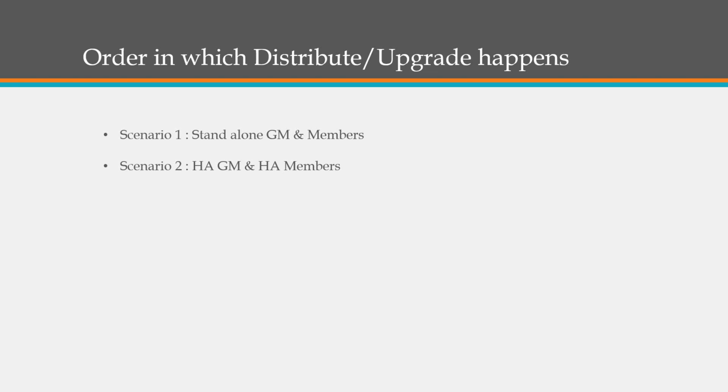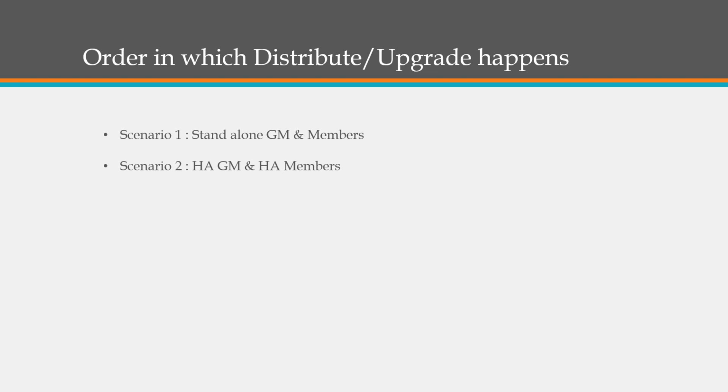Now I'll talk about the upgrade process. In scenario 1, again, it's very simple. First the grid master gets upgraded, and then the members will start to get upgraded depending on the configuration that you have provided on the default upgrade group. Now in scenario 2, this is where the real advantage of HA comes in.